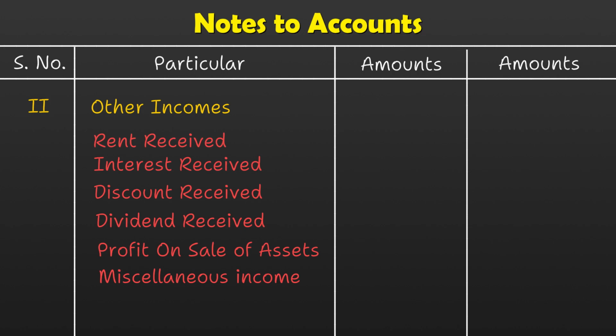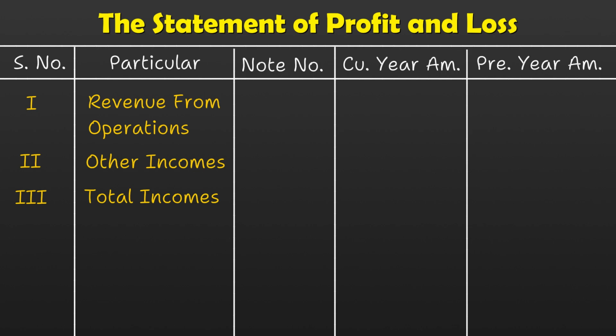The third one is basically the total income or the total revenue. The ultimate income which we have earned during the year, by adding both of the above two Roman numbers. The first one was your revenue from operations. That would be added with the other income. So we will get the total income or total revenue. Now, this was the third one. So finally, we have got the full amount which we have earned during the year.